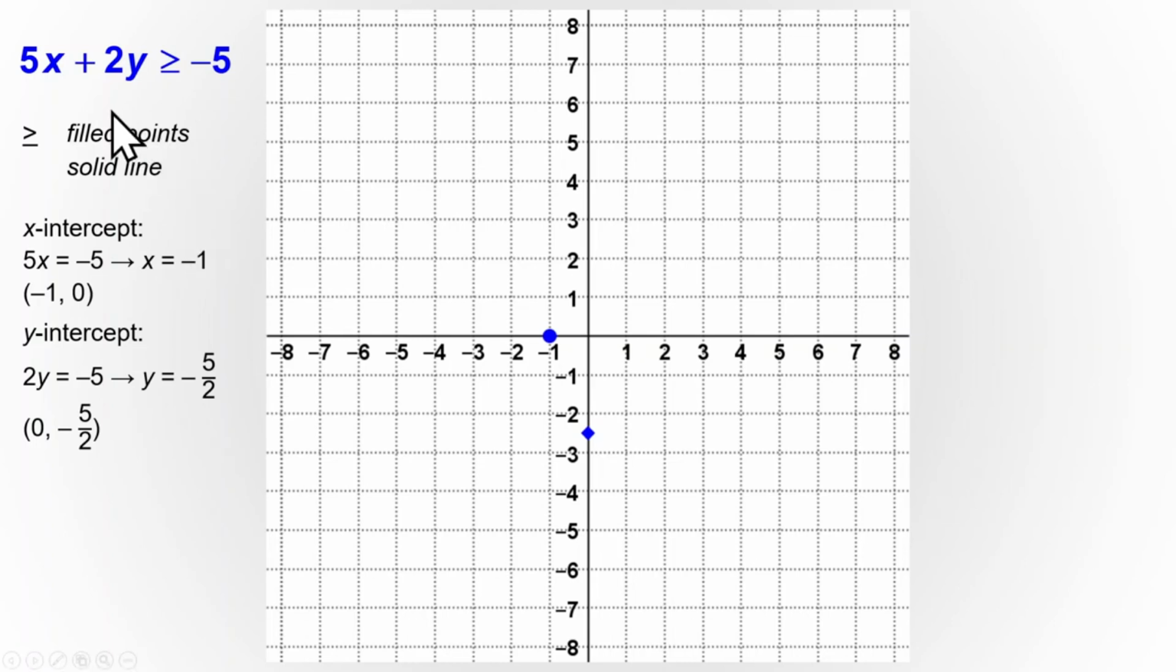Now, because it's a standard form, I decided to also do my x-intercepts and y-intercepts. I had no problem with the x-intercept. 5x equaling negative 5 means I get x equals negative 1, and I get a very nice point. But if I put 0 into here and I get 2y is greater than or equal to negative 5, I do get y equal to negative 5 halves.